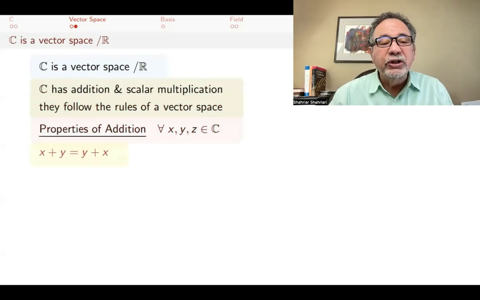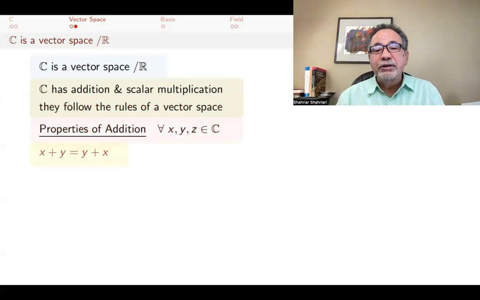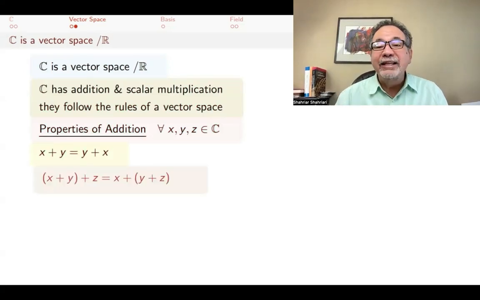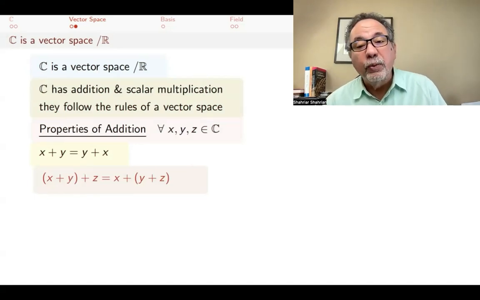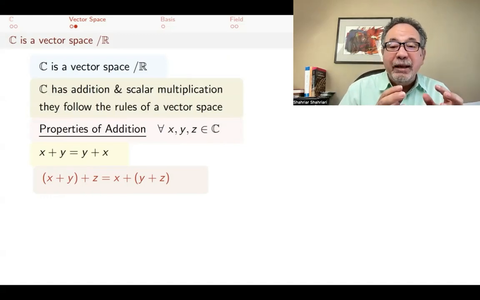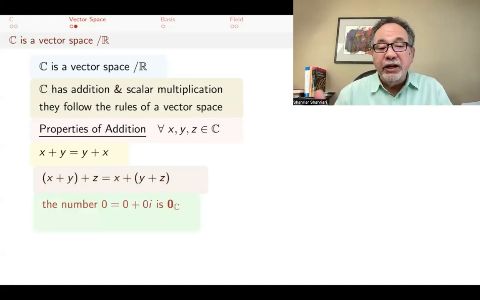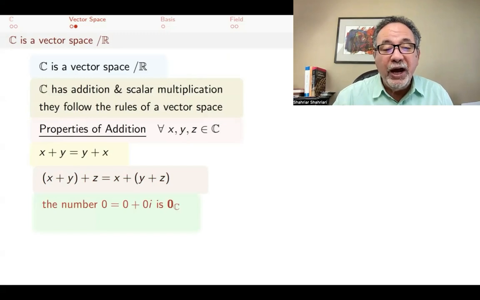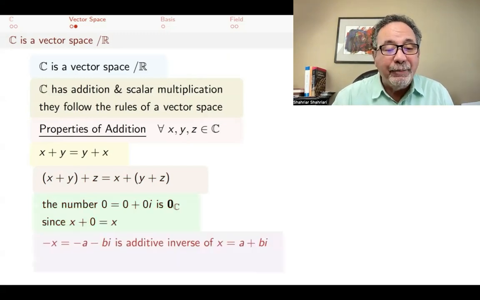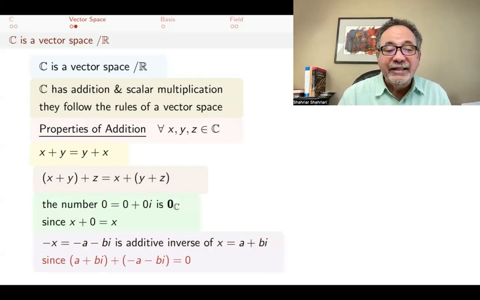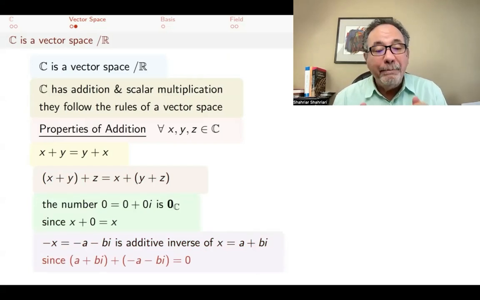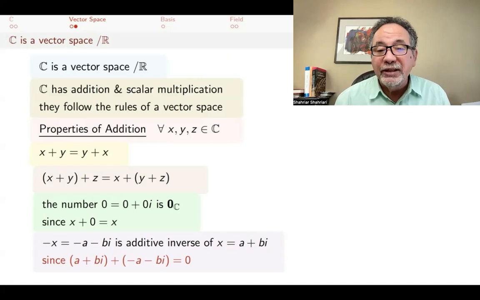What are those rules? Here are the rules. If you add two complex numbers, the addition is commutative, and the addition is associative: x plus y plus z is x plus y plus z. Note that each one of them is something of the form a plus bi. There is the number 0, the 0 plus 0i, and that's the 0 of this vector space, because when you add it to other elements, nothing happens. And every element has an additive inverse. There's some other element that if you add to it, you get 0. For a plus bi, its additive inverse is minus a minus bi. If you add those two things, you get the number 0.